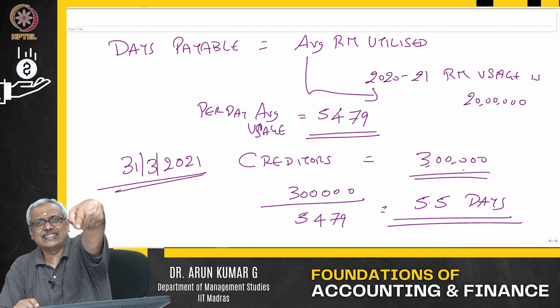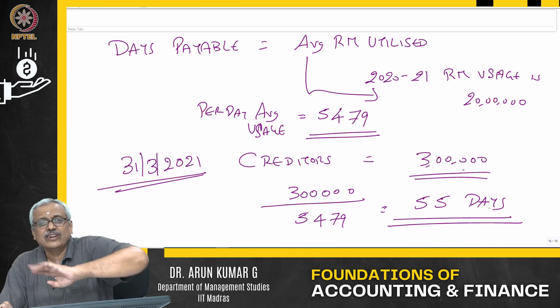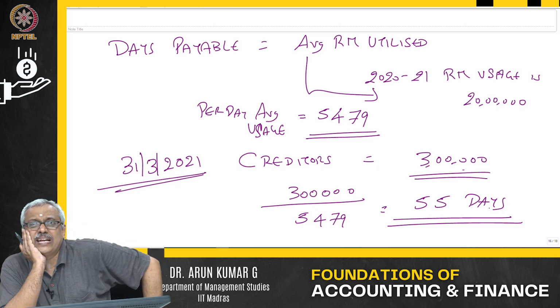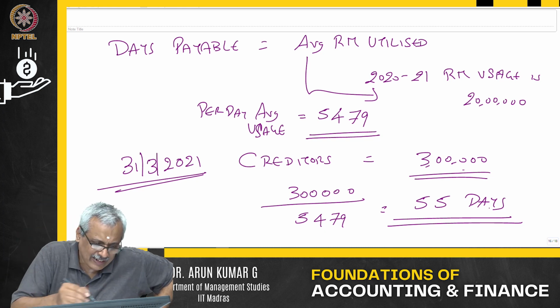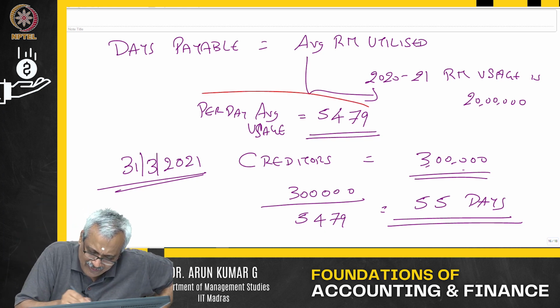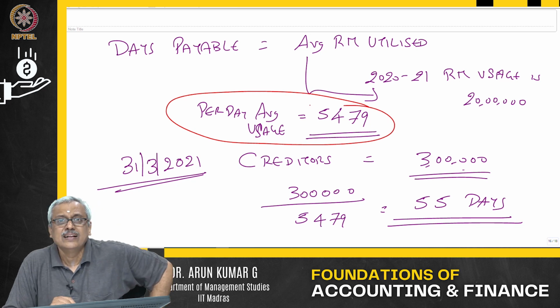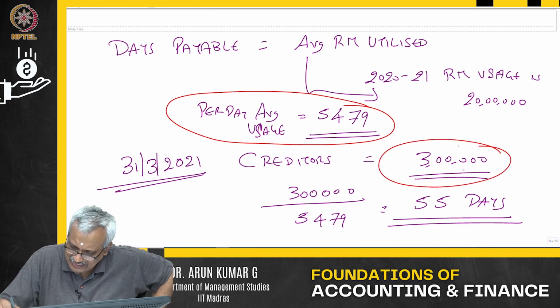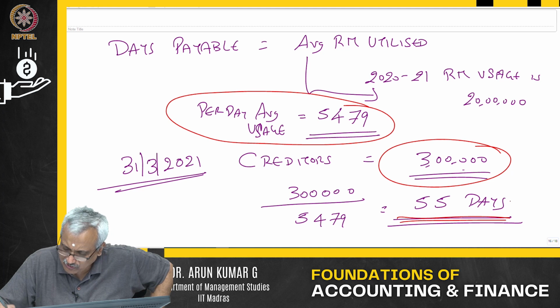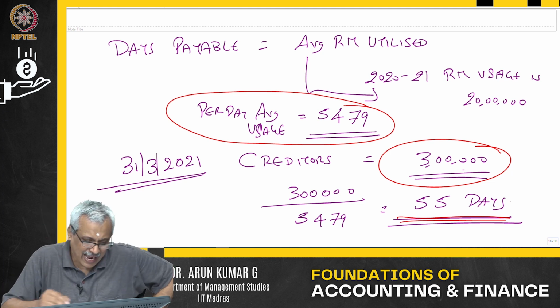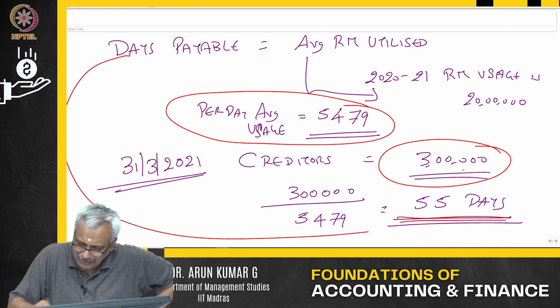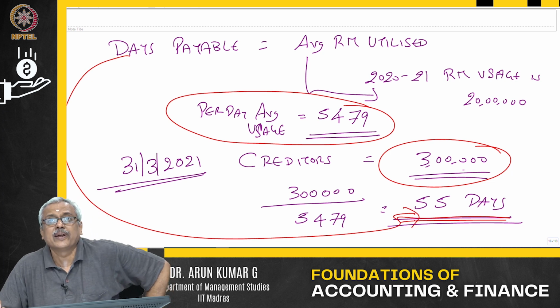Though I get 30-day credit, on an average you have 55 days payable, that is, you take 55 days to pay on an average, because this is the average use per day. This creditors of 3 lakhs is equal to 55 days of usage. So, on an average, the days payable is 55 days.